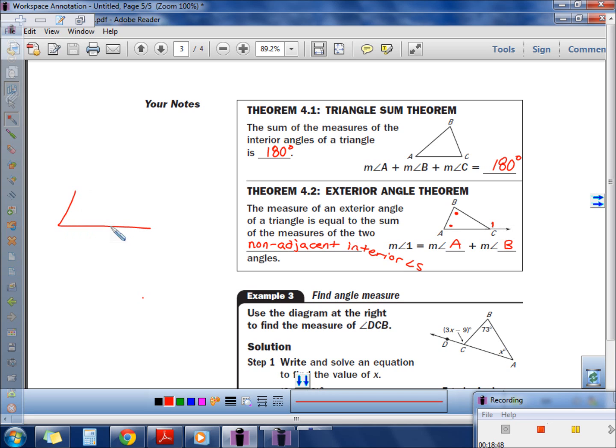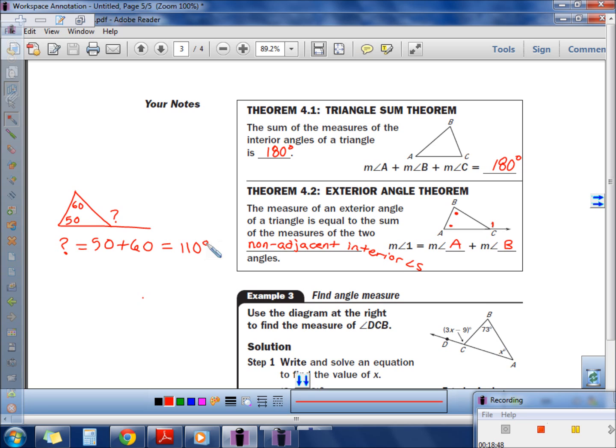Here's what it looks like. I'll draw it over here to the side. If this one is 60 and this one is 50, how can I find this angle? Well, it's pretty easy. That unknown one is these two added together. Done. That's how it's used, short and quick.